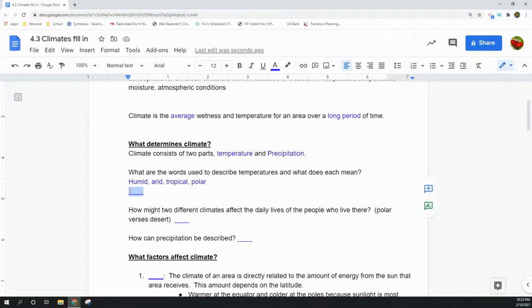So humid and arid, we're going to be warm or cold, basically. Warm for humid and arid, and tropical. Polar is going to be cold.